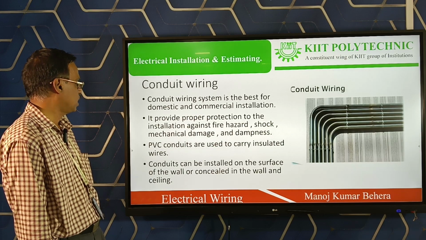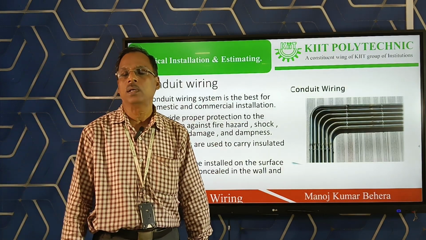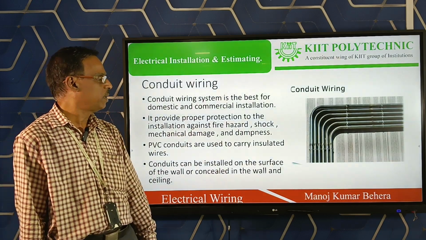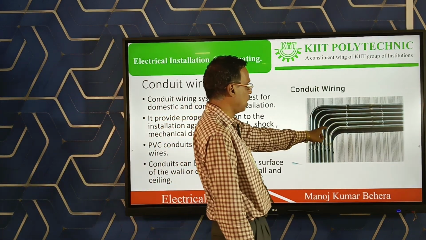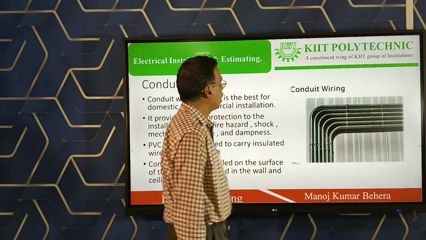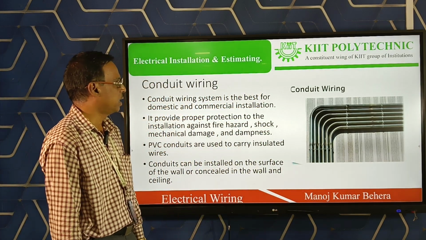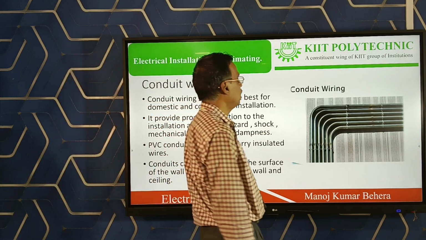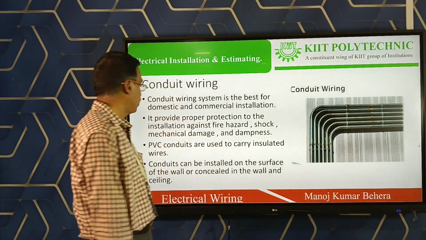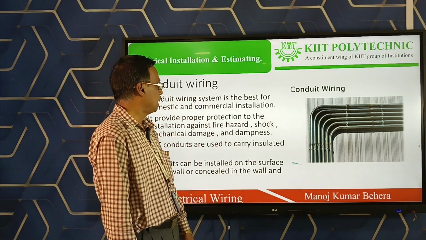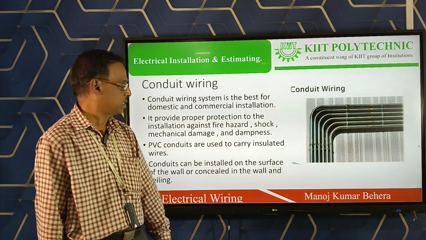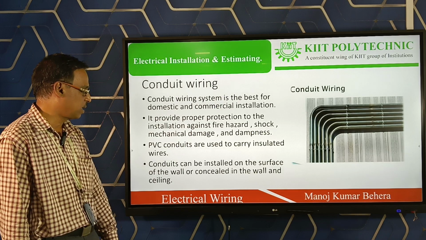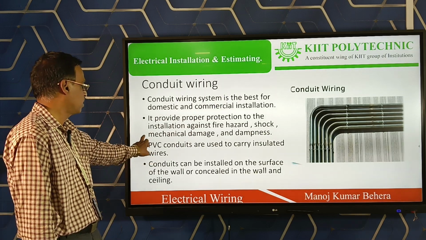Next, conduit is the best system of wiring. It provides protection against moisture and fire. Generally, PVC wires are used to run inside the conduit wiring. Generally, in surface conduit wiring, conduits are fixed with clips, and inside the wall, that is concealed wiring, they are fixed with nails. So conduit can be installed on the surface of the wall, or concealed in the walls and ceilings.